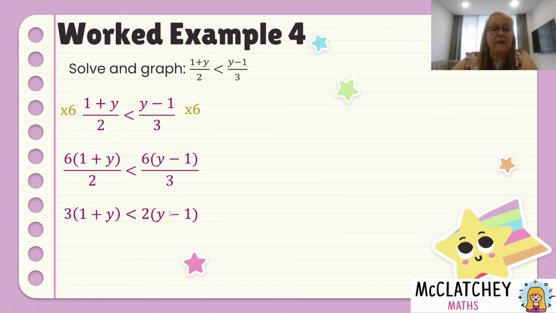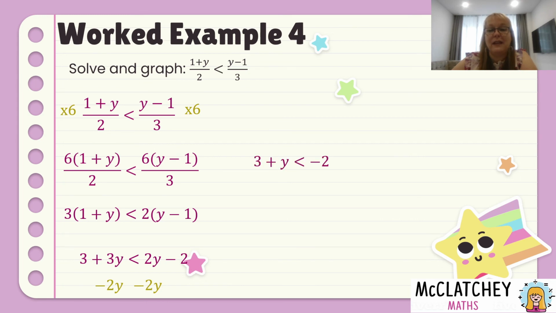Okay, so I've still got our values in brackets. Now we need to expand the brackets out. So we're going to have 3 plus 3y on the left-hand side and 2y take away 2 on the right-hand side. Now we've got some like terms that we need to collect, and we always bring our smallest coefficients of y to the side with the bigger coefficients. So we're going to subtract 2y from both sides.